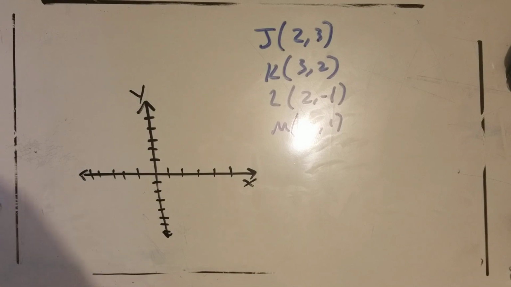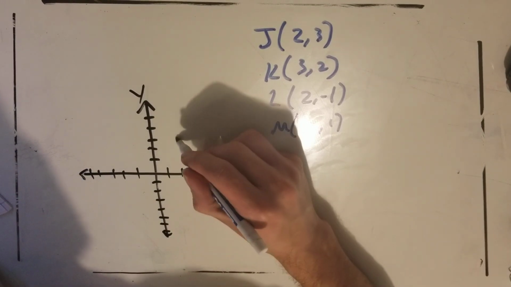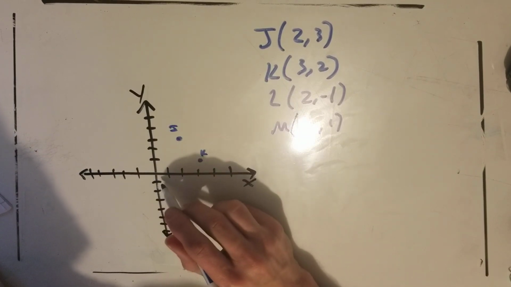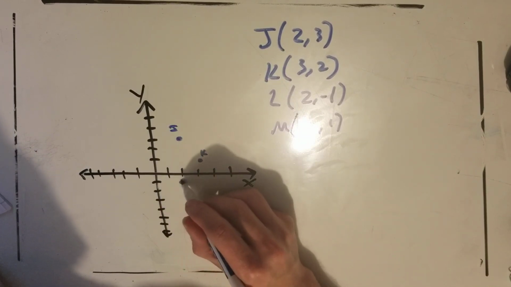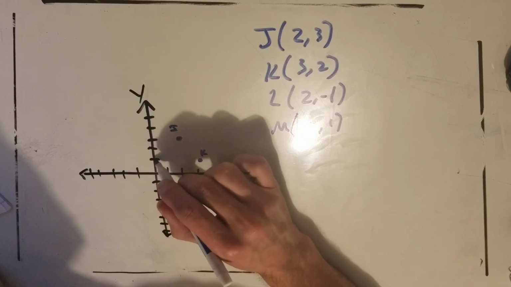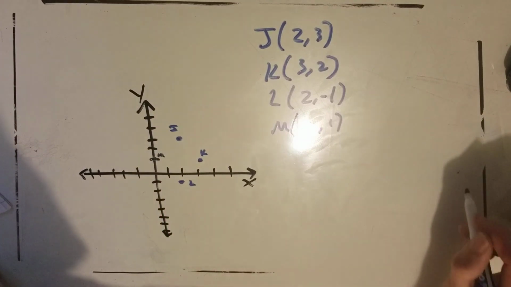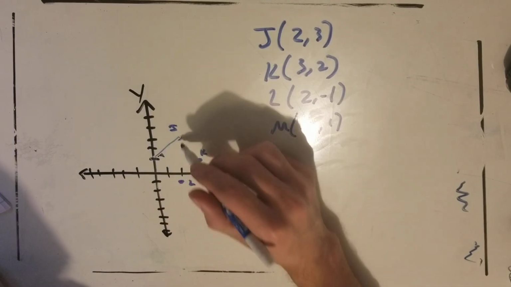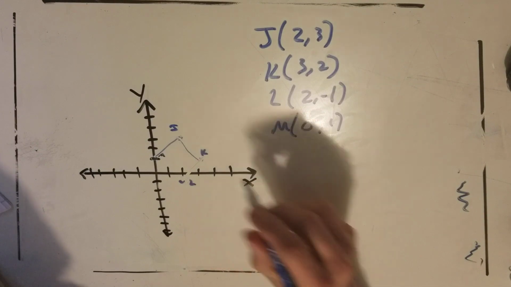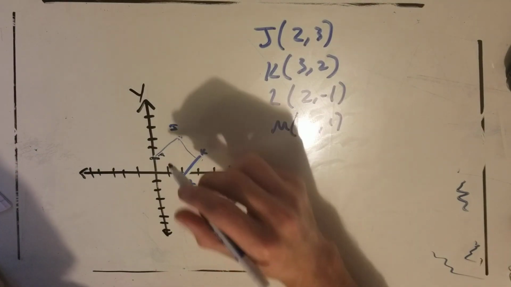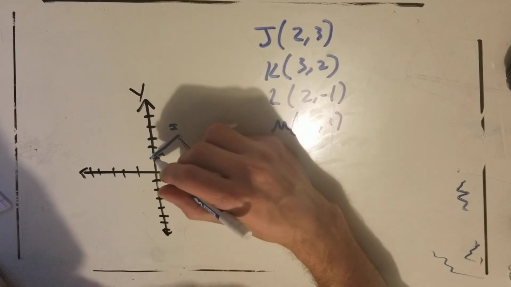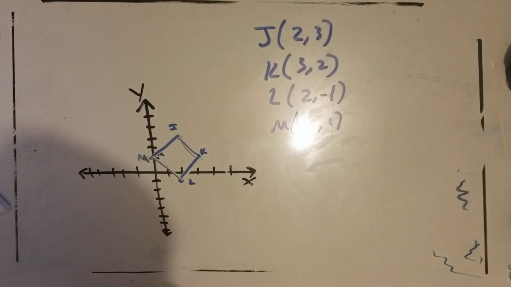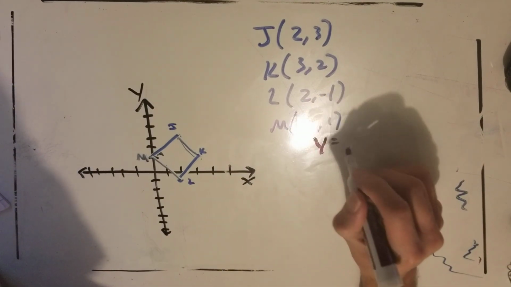So let's graph our coordinates. Our original quadrilateral, we have 2, 3. We have 3, 2. This was J, this was K. We have 2, negative 1. That's point L. And 0, 1. That is point M. And this is our quadrilateral. So J, K, L, M. There we go. This is M. Now we are reflecting this over the line y equals negative 2.